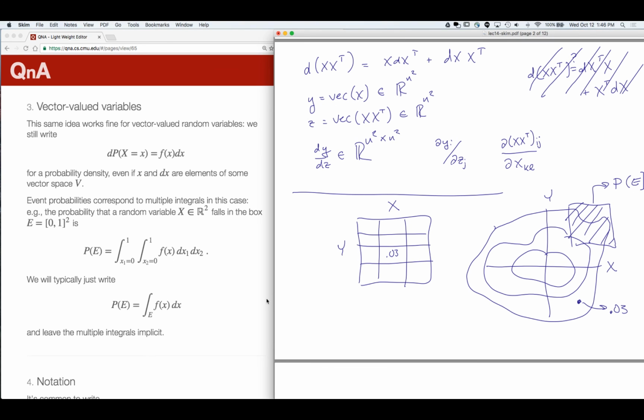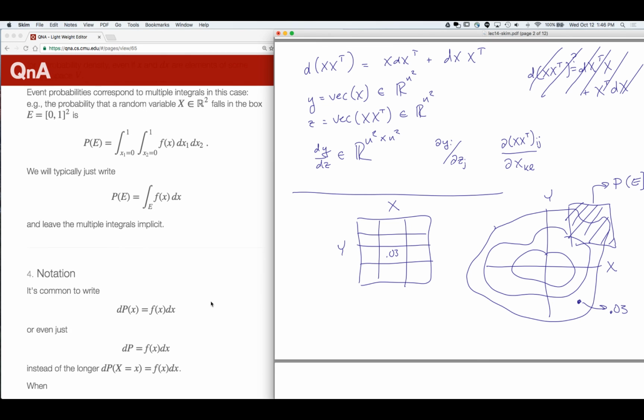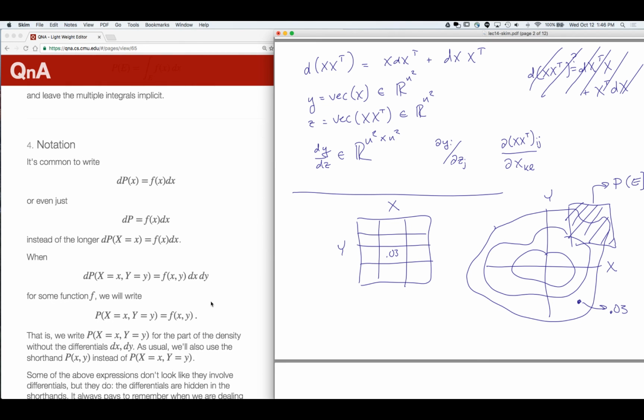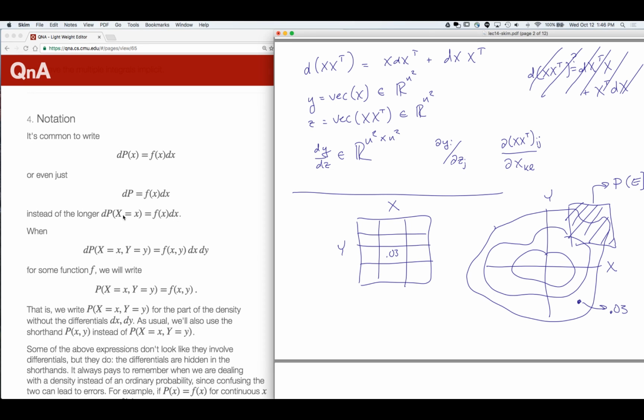Okay, so for notation, we have the long notation dP of big X equals little x is equal to f of x dx. We can also just write dP of little x, so that leaves the big X implicit. And we can even drop off the argument x and just say dP is f of x dx. That's when the differential probability is a function of the differential element of area or volume in x. Length, area, volume, whatever it is, depending on the dimensionality.